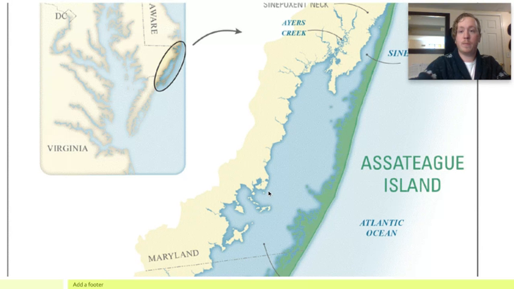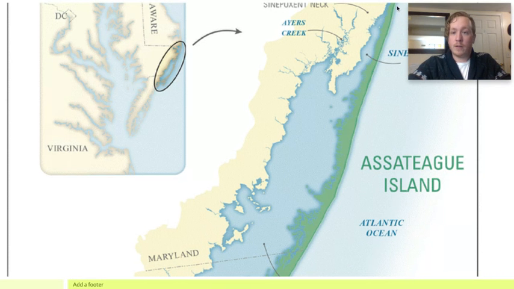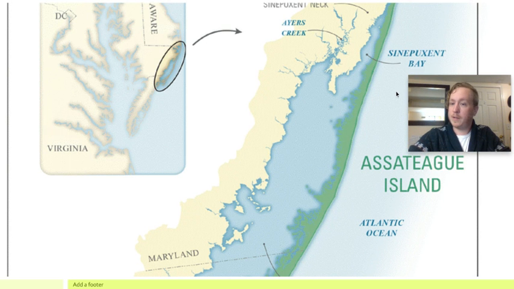So this one is zoomed out. This one is zoomed in, basically. So Assateague Island is what's called a barrier island. It's a strip that runs down the coast. It is a barrier to the ocean. You have the Atlantic Ocean over here, and then we have the Sinepuxent Bay over here. I don't really know how to say that. I'm not going to lie. So we have an island running down the middle.